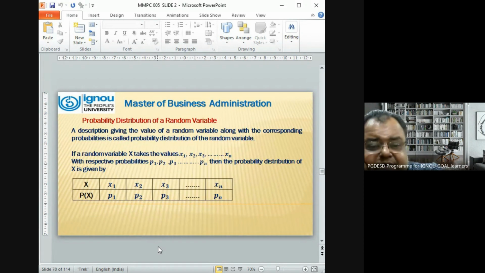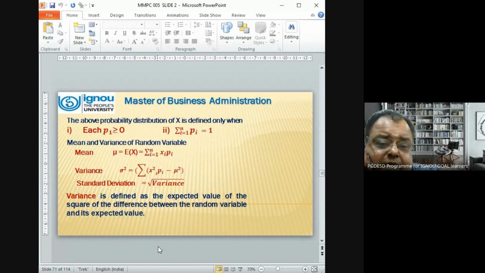A description giving the value of the random variable along with the corresponding probabilities is called the probability distribution of the random variable. The random variable x will take the values x1 till xn, and the respective probabilities will be p1, p2, p3 till pn. A probability distribution of x is defined only when pi is greater than or equal to 0. Then the summation of pi, when you add them all, will come out to be 1.